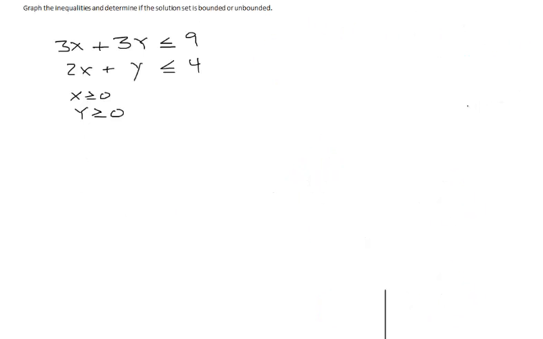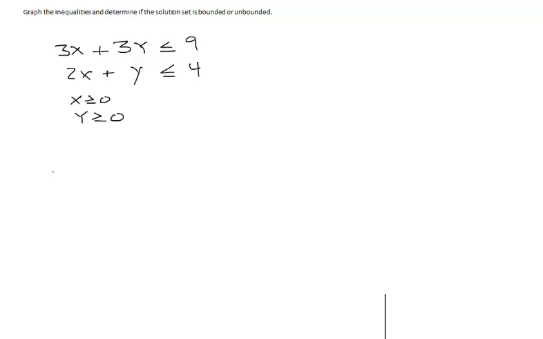In the next example, we have 3x plus 3y is less than or equal to 9. 2x plus y is less than or equal to 4. And x is greater than or equal to 0. And y is greater than or equal to 0. First thing I want to do is graph these equations. So I'm going to set up 3x plus 3y equal to 9 and find my two intercepts.